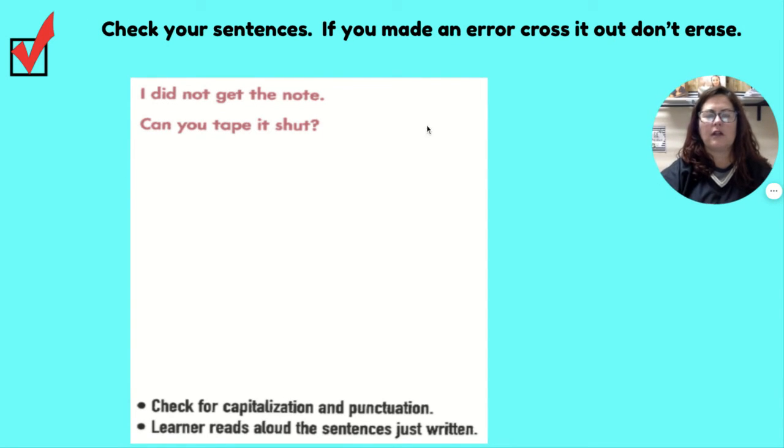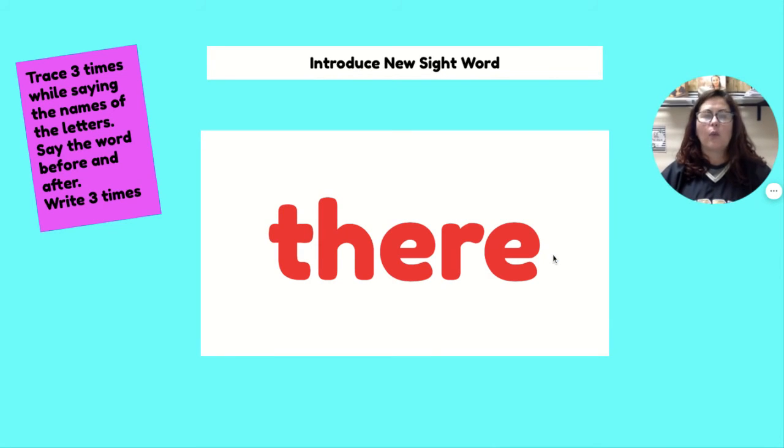Okay, now we're moving on to our new learning today, and we are going to learn some more sight words. Today we're going to learn a couple of new sight words. Now, sight words are different. As you know, they do not sound out. So we're going to trace this while saying the name of the letters 3 times.